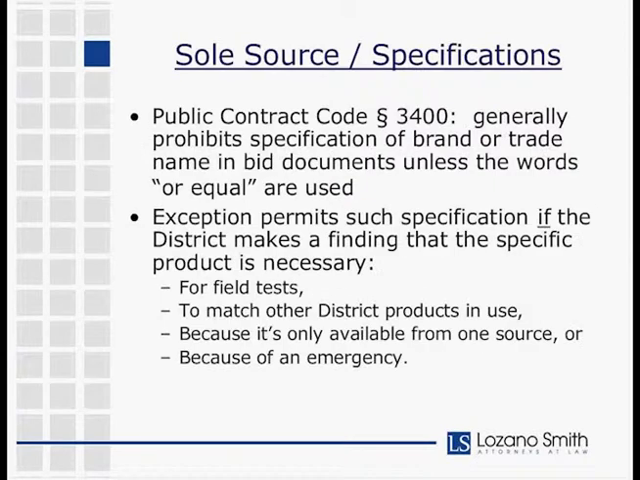Okay, the last item on general bidding requirements, sole source specifications. Public Contract Code 3400 generally prohibits specification of a brand or trade name in your bid documents unless you use the words "or equal." And there are exceptions to that rule. They are as follows: for field tests, to match other district products in use within the district, where a product is only available from one source, or in the case of an emergency.